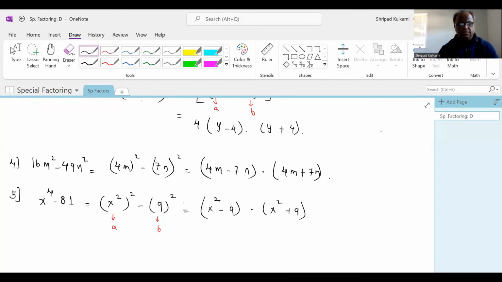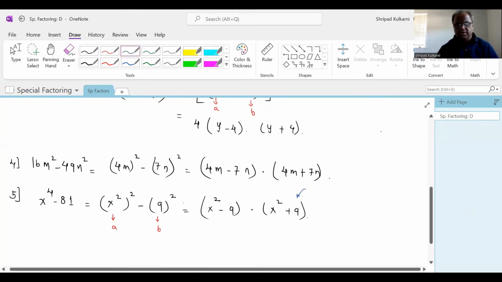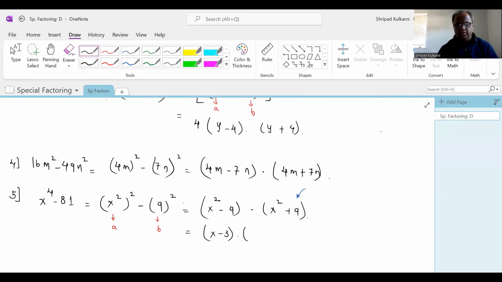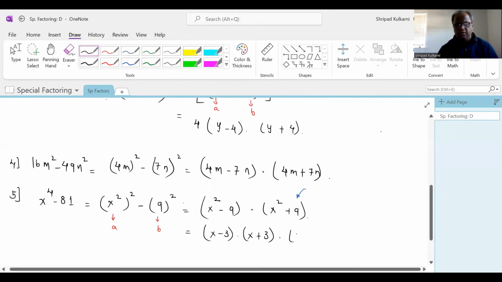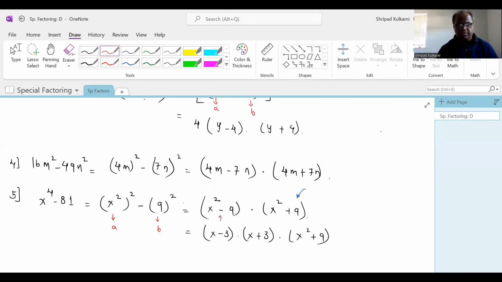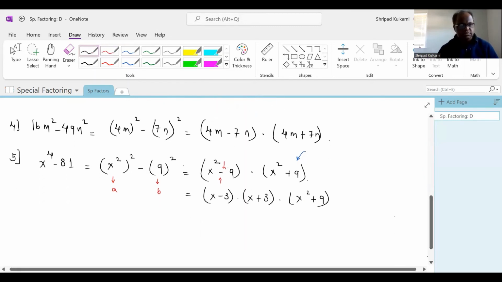But hold on, guys, word of caution. You cannot leave the answer as it is because if you see here, this term, this term is pretty much done. But what about this? I can further use the same rule over here and I can write it as x minus 3, x plus 3. And remember, this is applicable only and only when you have a negative sign in between. Okay, so that is number 5.